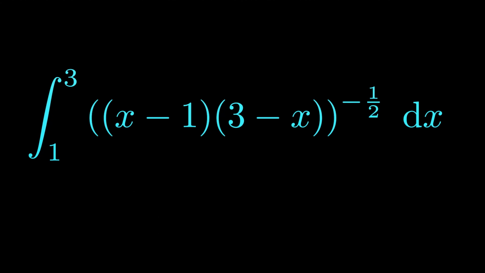Hey everyone, in this video we're going to solve the following integral taken from the 1939 Putnam Exam. So we have the integral from 1 to 3 of (x minus 1) multiplied by (3 minus x), all raised to minus 1/2.